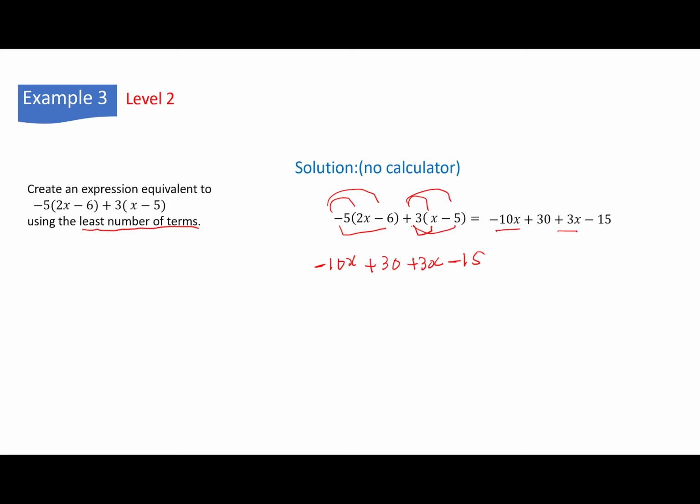Now you have negative 10x plus 3x. Two terms, one is negative, one is positive, you have to subtract. You get a 7x. But what is the sign of it? It's the sign of the one with the largest absolute value, which is negative here. So you get negative 7x. 30 minus 15 is plus 15.